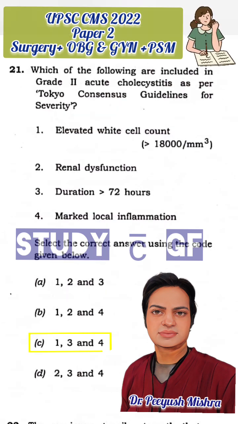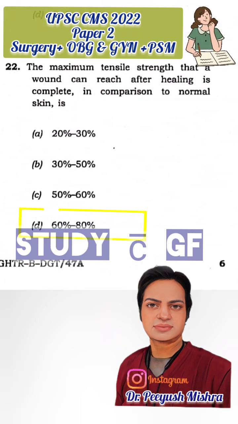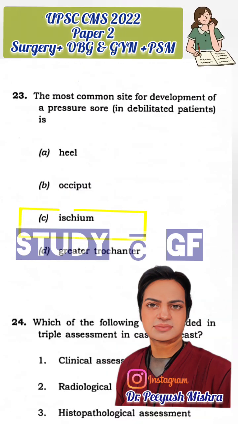Which of the following are included in grade 2 acute cholecystitis as per Tokyo Consensus Guidelines for severity? Elevated white cell count greater than 18,000 per mm3, duration greater than 72 hours, marked local inflammation. The maximum tensile strength that a wound can reach after healing is complete, in comparison to normal skin, is 60 to 80%. The most common site for development of a pressure sore in debilitated patients is ischium.